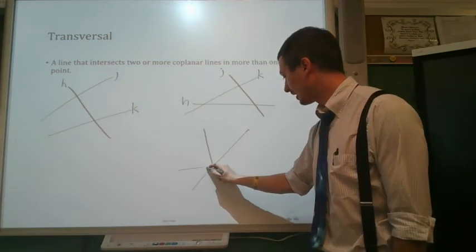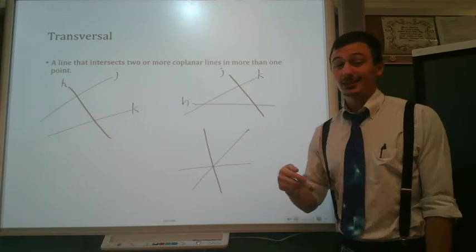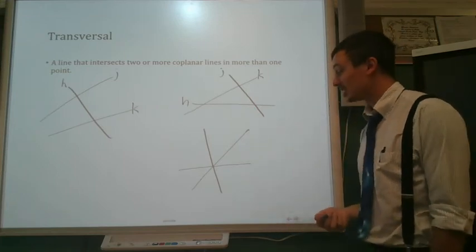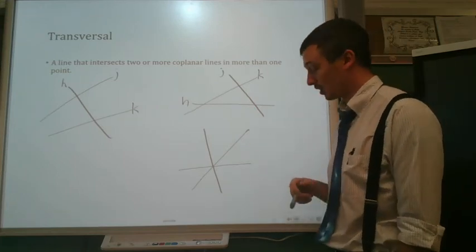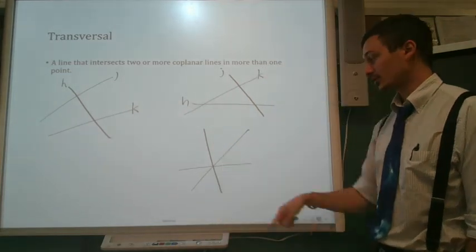Lastly, if I had three lines that all intersected in the same spot, there are no transversals in that set because they don't intersect at different points. So there are no transversals in that one.